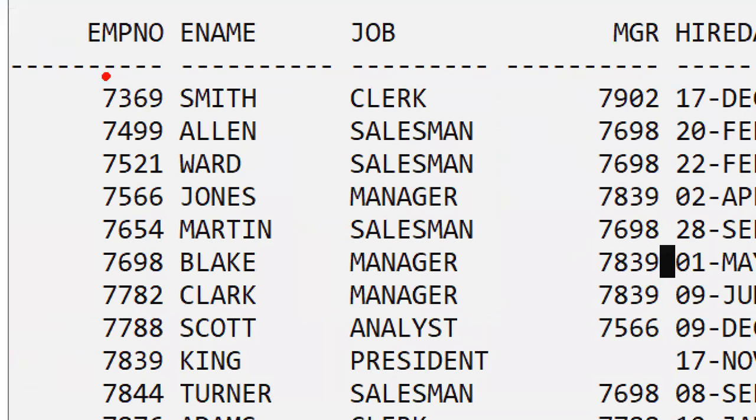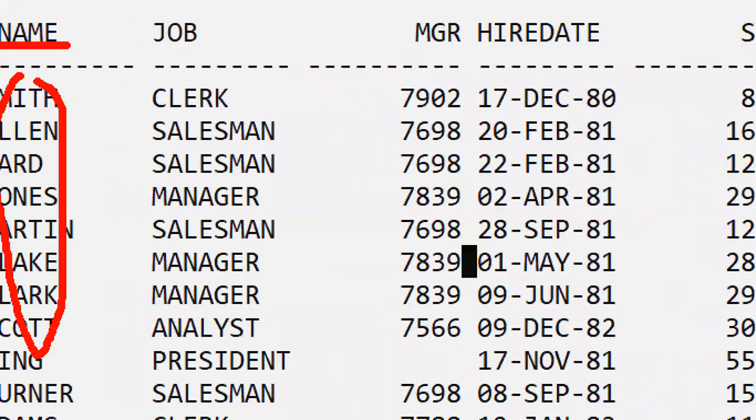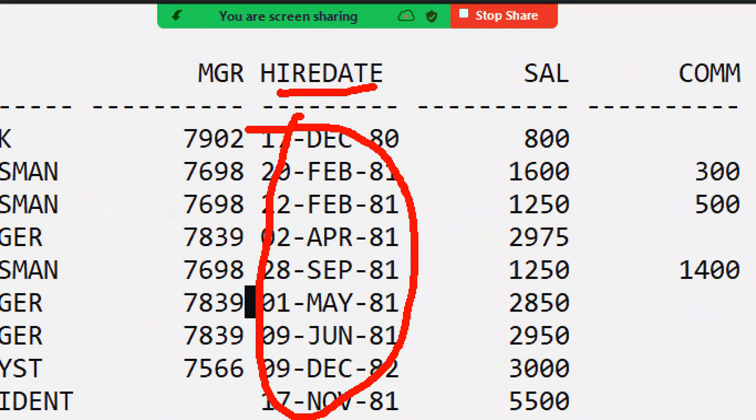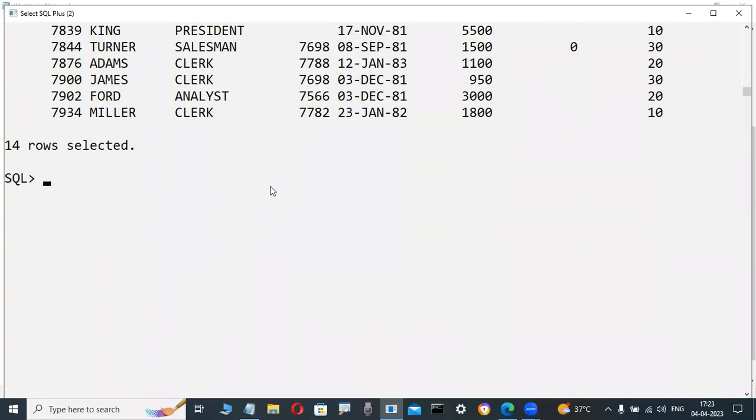In this employee number column, only numbers are available. So the data is arranged in a structured manner. Again, this ename column has only characters. Again, here the hire date column has only dates. So the data is in a structured manner, in table format only. Are you observing or not? Nothing beyond tables is there.